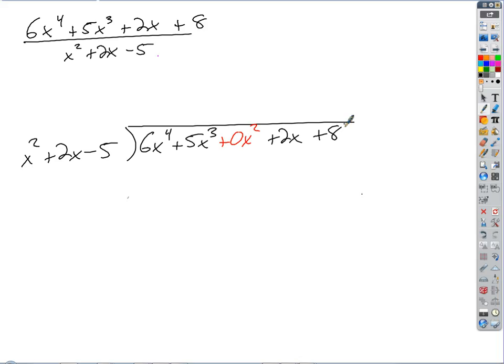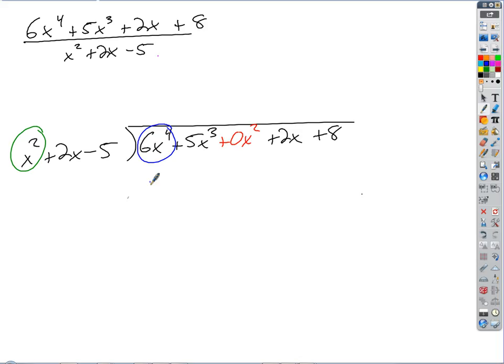All right, here's how this works. It's the same process. We're just going to ask ourselves, how many times does just the leading term, we don't have to worry about the whole polynomial, how many times does the leading term outside divide into the leading term inside? So what are we going to get? How many times does x squared divide into 6x to the 4th? You can literally just write this out.